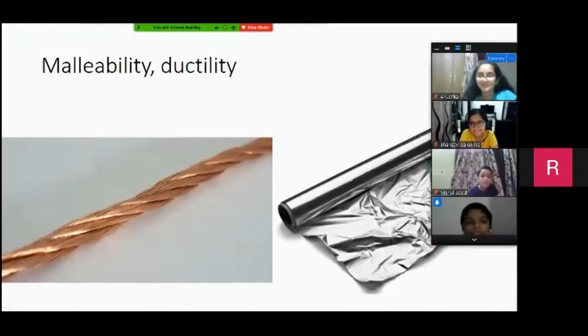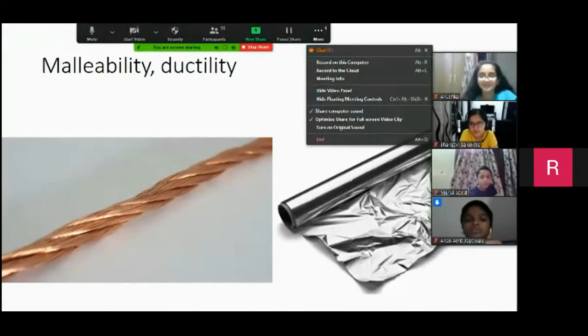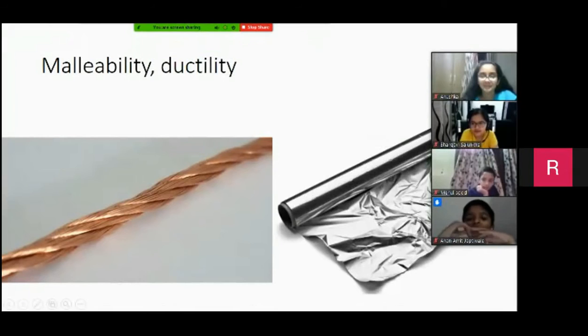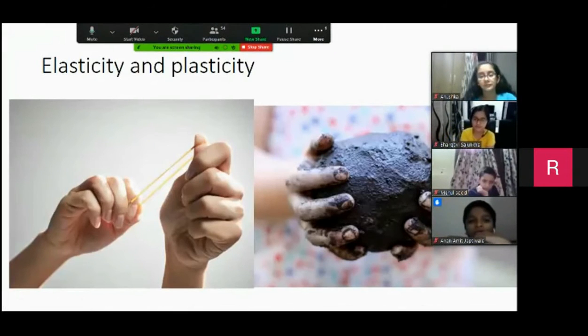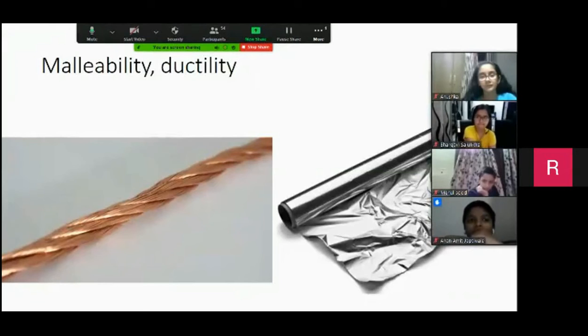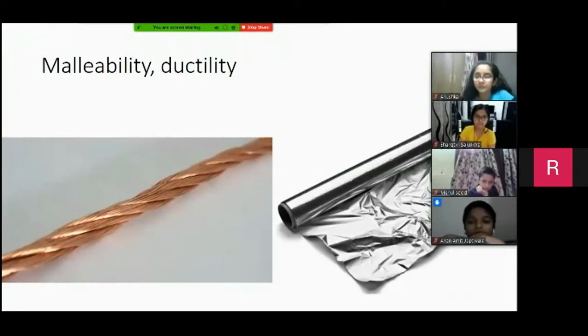Next property is called ductility. Ductility and malleability. Ductility means you can pull the things and make wire. Copper is a metal. Metals are usually ductile. And malleability means you can hammer and make sheets like this aluminum foil, or you can have like काजू कतली, उसके ऊपर का thin film is made up of silver film. It is a metal but very thin film.